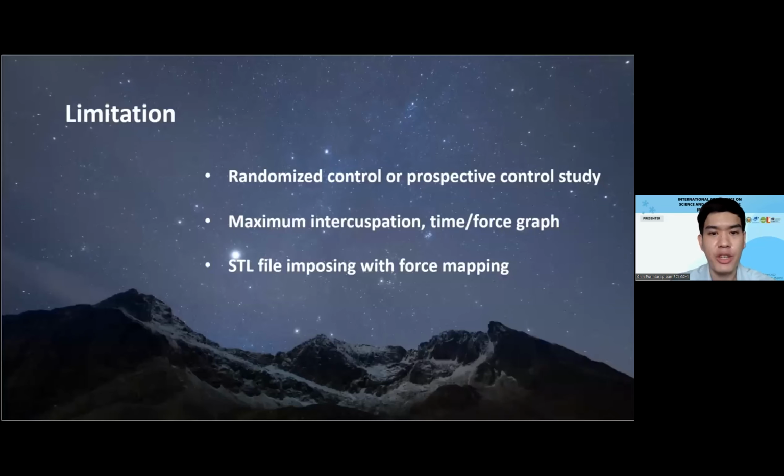And for the limitation of this study, there should be a more randomized control or prospective control study to clarify the effects of the occlusions and the implants and the harm of it. And the time and the force graph can be used in further study to evaluate the complete cycle of functions and habitual contact. Also, you can use the STL file to impose with the force mapping of the occlusions to get more correct positions of the occluded tooth.